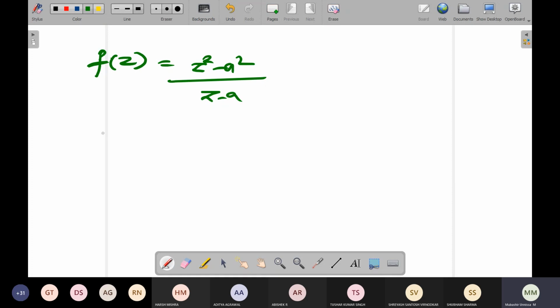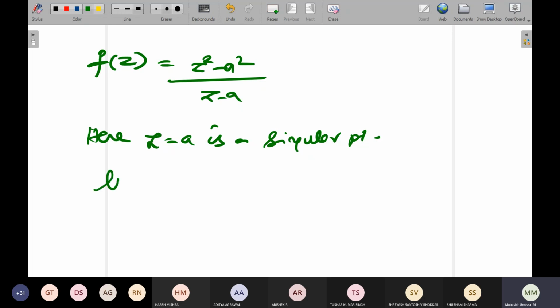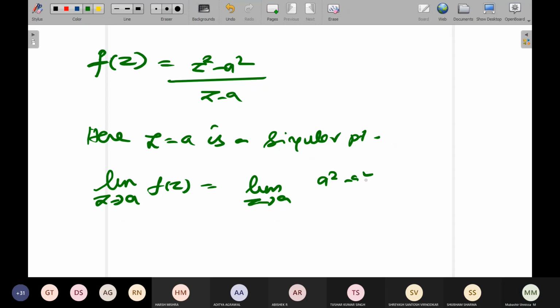Here what is the singular point? z is equal to a is a singular point. So what we will do, we'll check the limit z tends to a of f of z. If you put z equal to a, you will get a square minus a square. The function is z square minus a square divided by z minus a.